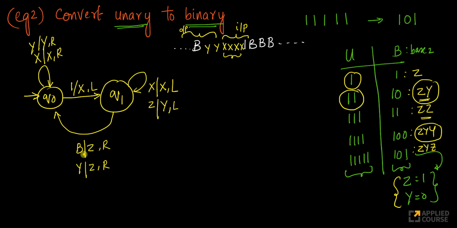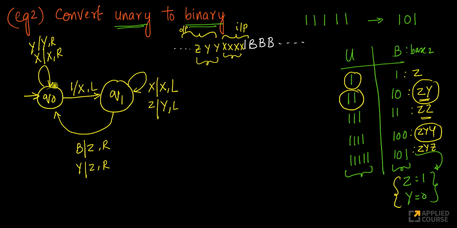Then this B should get replaced by Z. So this will become Z now. So let me erase that and write it down. Now I've read 4 ones and my output represents 1, 0, 0. I'm still again in state Q0.